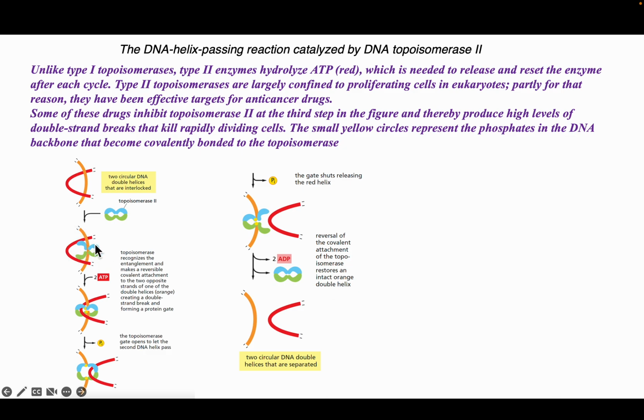So you can see these two helices were entangled, and then it will recognize the entanglement and make a reversible covalent attachment to the two opposite strands of one of the double helices, creating a double strand break and forming a protein gate. The topoisomerase gate opens to let the second DNA helix pass.